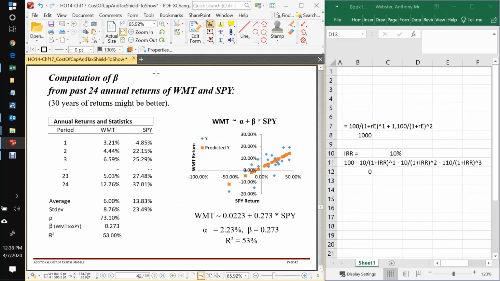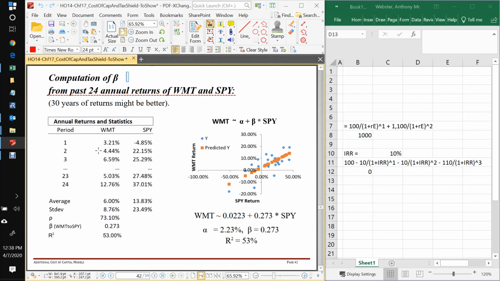So I went through and did the regression for us, and I don't remember exactly why, but I just used 24 years instead of 30 years. I'm sure I had a good reason for that at the time, but I honestly can't recall it. 30 years would have been better. So here's a list of the returns that I had for Walmart and SPY.